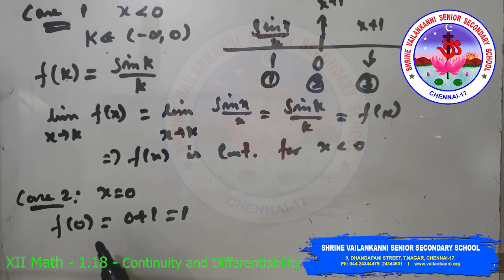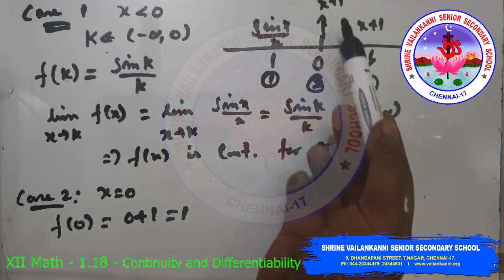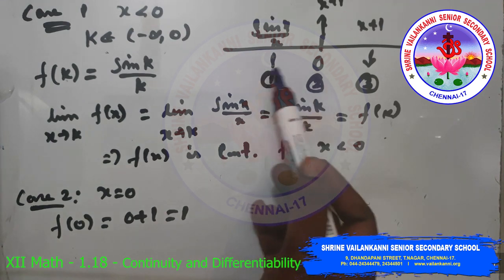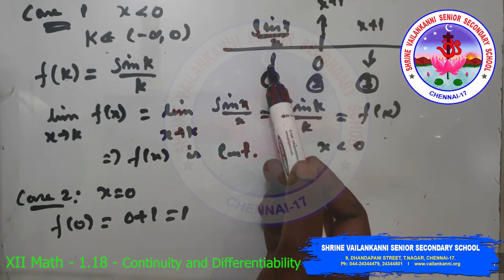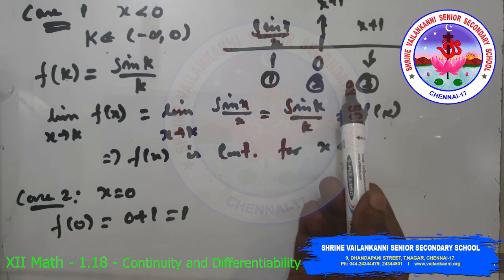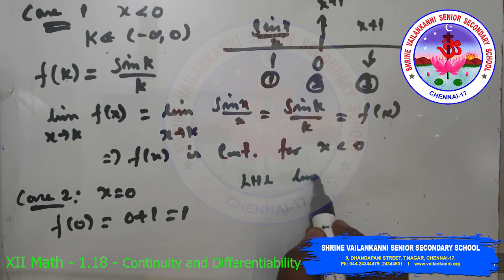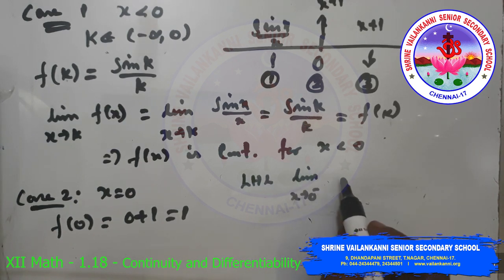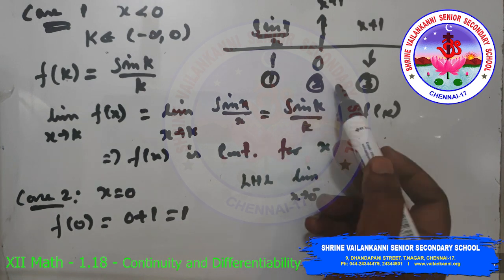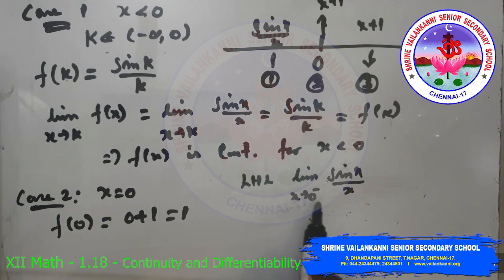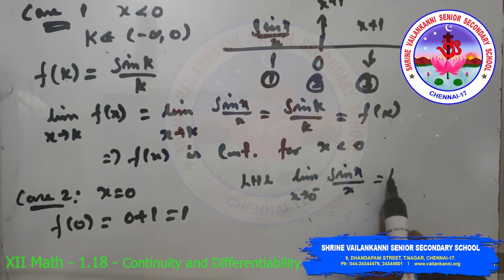Case 2, now we have to check the continuity at x equal to 0. Then f of 0, at x equal to 0, the function is defined to be x plus 1. So f of 0 is 0 plus 1, which is 1. So we have different functions to the left of 0 and to the right of 0. So we have to find the left hand limit and right hand limit. So left hand limit is limit x tends to 0 minus f of x. To the left of 0, we have sin x by x. We know that limit x tends to 0 of sin x by x is 1.